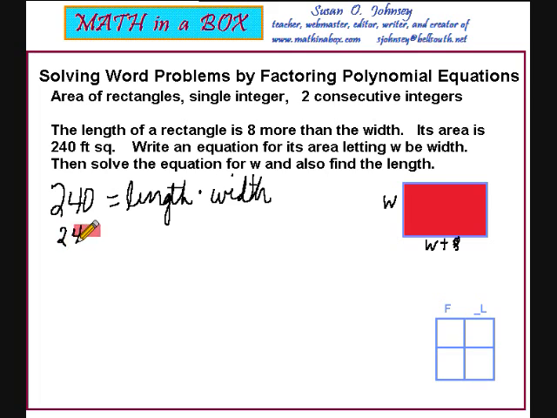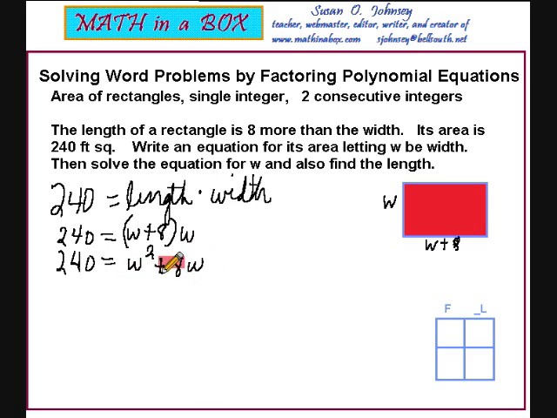240 equals W plus 8 times W, the width. Let's go ahead and multiply these out. We have 240 equals W squared plus 8W. Now as you look at this, you'll see that you have three terms, and notice that we have a W squared. Hopefully this will remind you of what we call a trinomial, a quadratic trinomial.